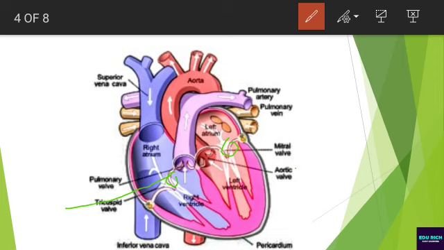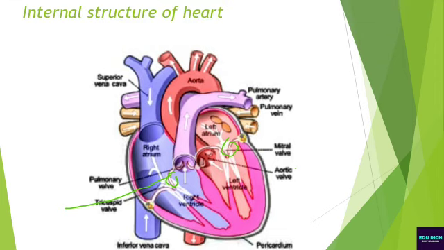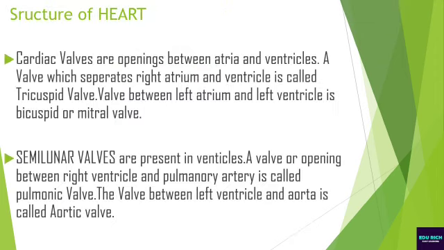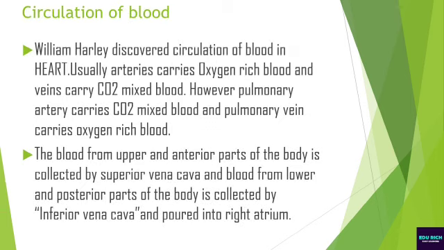Let us go to the circulation in the heart. As we know, who discovered blood circulation? William Harvey discovered the circulation of the blood in the heart. Usually arteries carry oxygen-rich blood throughout the body and veins carry CO2, that is, carbon dioxide mixed blood. However, there is an exception. The pulmonary artery carries carbon dioxide mixed blood.